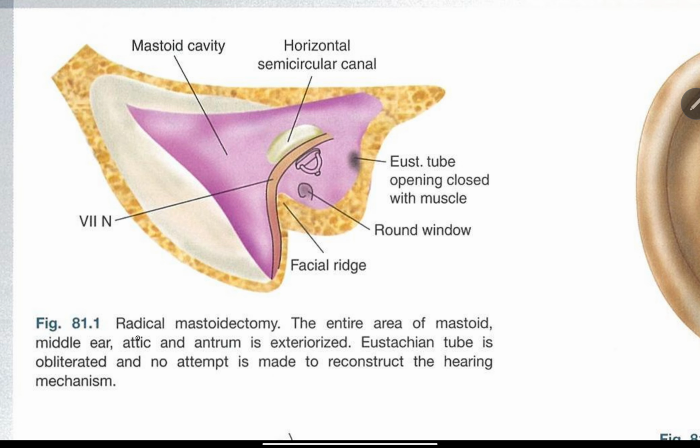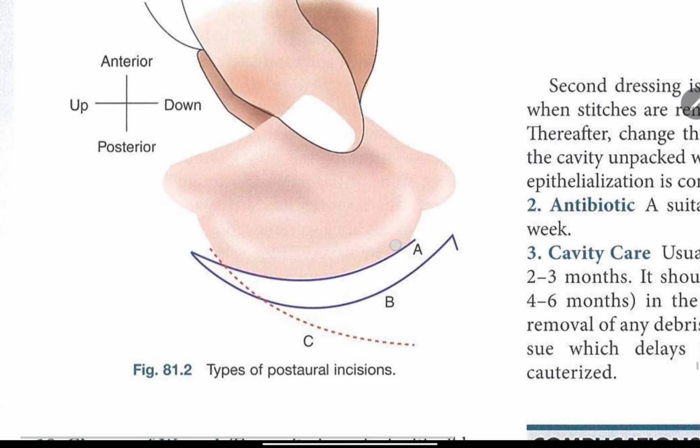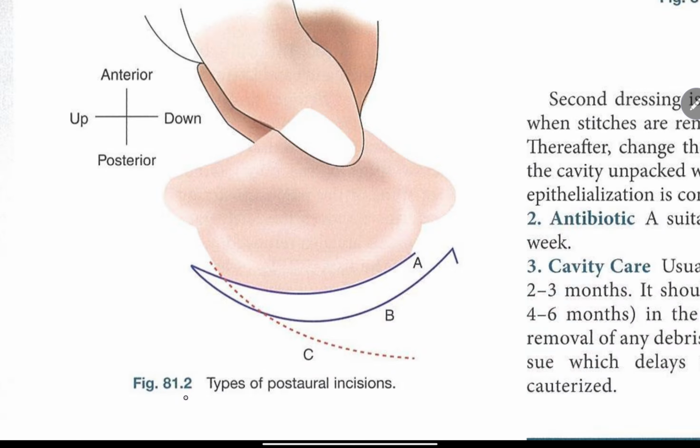Figure 81.1 Radical mastoidectomy. The entire area of mastoid, middle ear, attic, and antrum is exteriorized. Eustachian tube is obliterated and no attempt is made to reconstruct the hearing mechanism. Mastoid cavity, facial nerve, facial ridge, round window, Eustachian tube opening closed with muscle, stapes. Figure 81.2 Types of postaural incisions: anterior, up, down, and posterior. A, B, C.